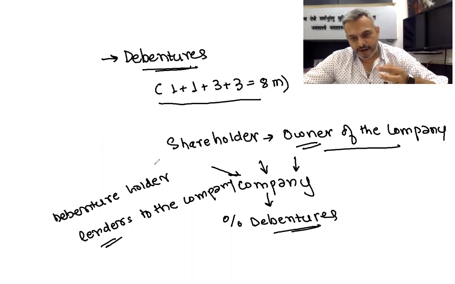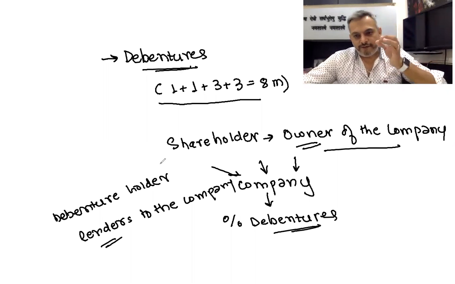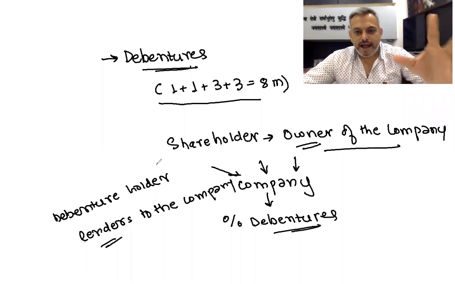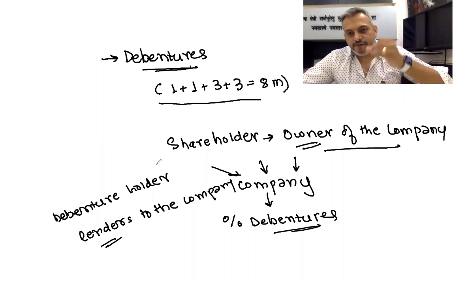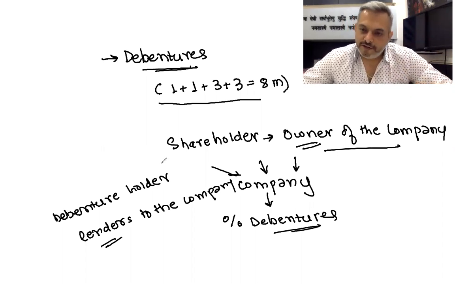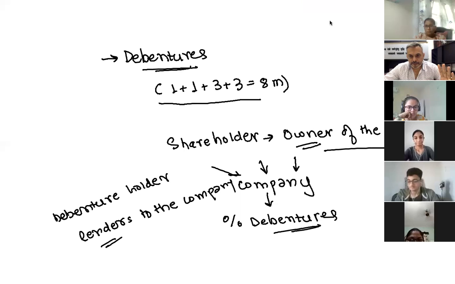That is, company takes money, uses the money, pays the interest, and after a particular period of time will give the money back to the debenture holders. It's a liability which will cease over a period of time. Understood this concept? What is debenture and what is shares?